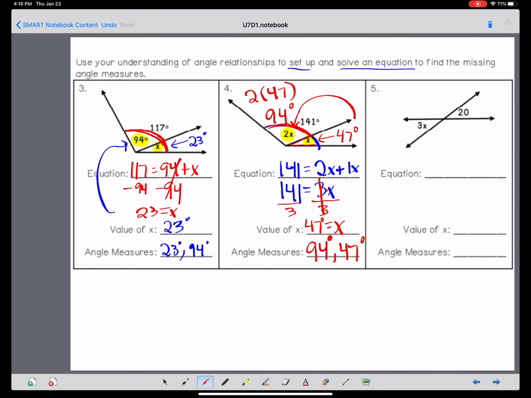All right, and for question number 5, we need to write an equation. Notice that we have vertical angles right here. So 3x and 20 are opposites of each other. That tells me that they are the same exact measurement. So I can set them up in an equation equal to each other. I can say 3x is equal to 20, and now I can go ahead and solve.